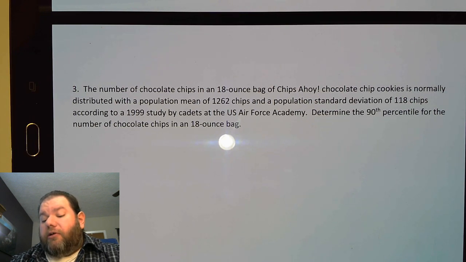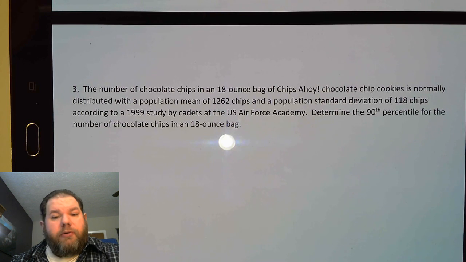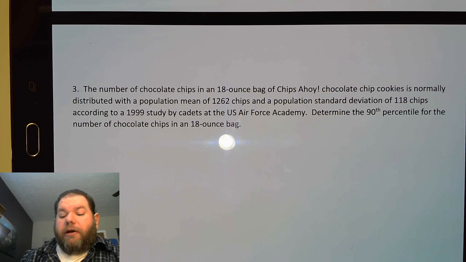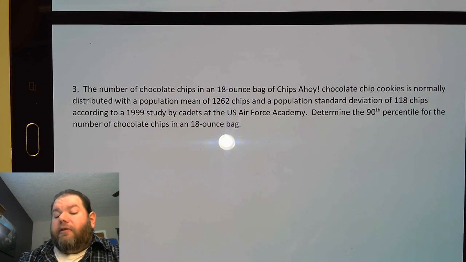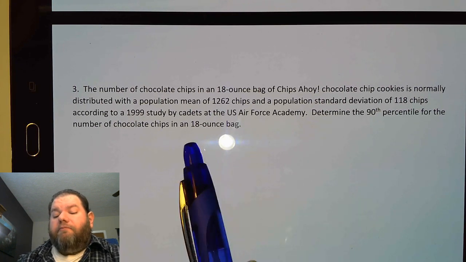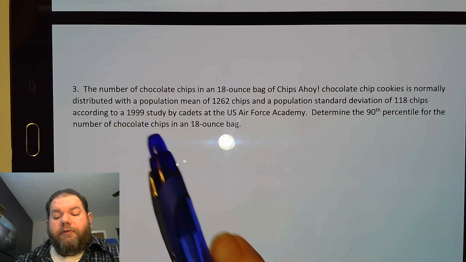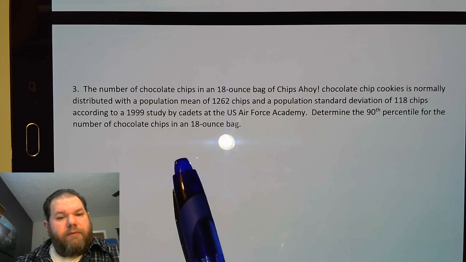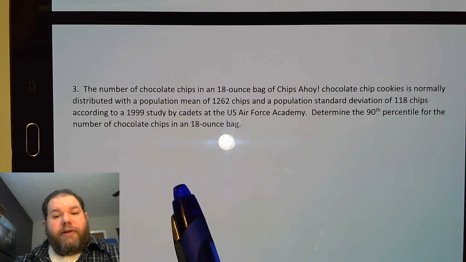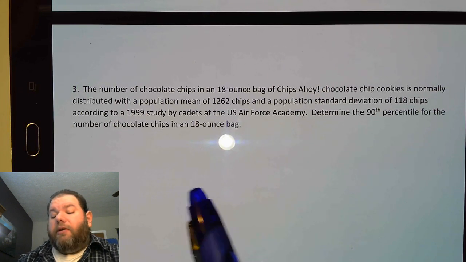Determine the 90th percentile for the number of chocolate chips in an 18-ounce bag. Now, there's a few extra numbers here that we don't want to be distracted by. The size of this bag of cookies, 18 ounce, we don't use that number. We don't use the year either. We see these numbers here, but they're not significant. It's really just for the context of the problem that we have them.